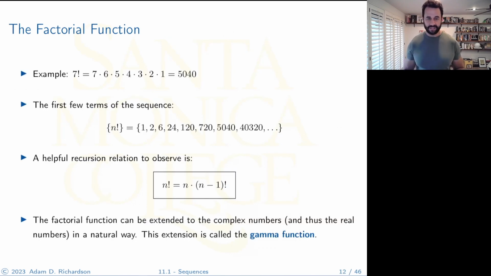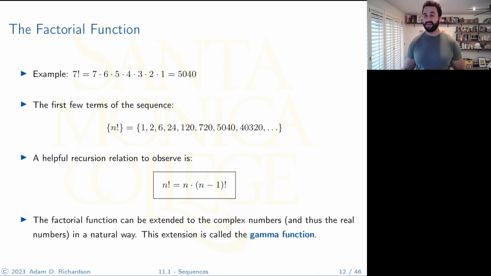Okay, so another example, 7 factorial. It's 7 times 6 times 5 times 4 times 3 times 2 times 1, which is 5,040. So one note I'll give about this function is that it grows very, very quickly. It grows faster than exponential functions, and exponential functions can grow really fast. You just multiply all the positive integers that are less than or equal to that number, and you get the result. So here's the first few terms of that sequence.